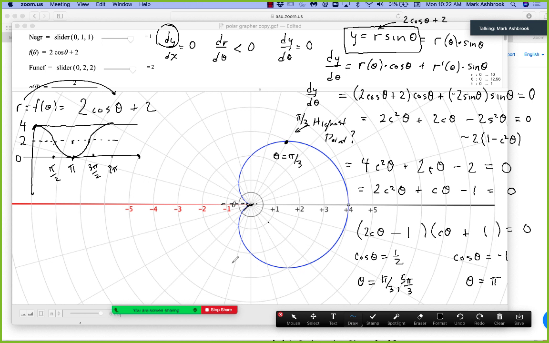And then 5pi/3 is the same spot down here at the bottom. Again, horizontal tangent. As theta increases, y doesn't go up or down. That would be like a local minimum.